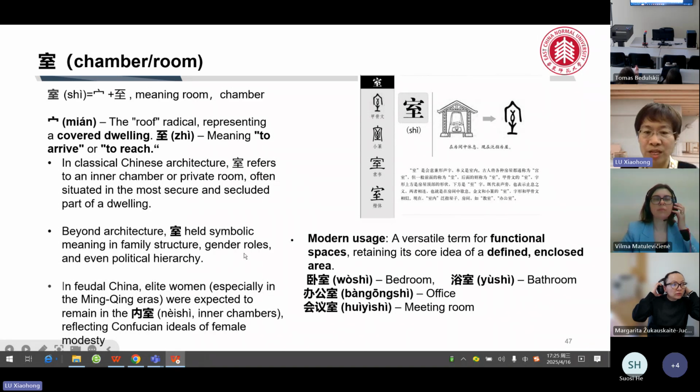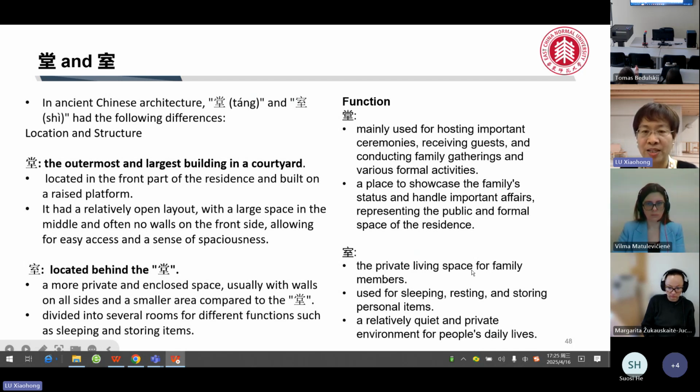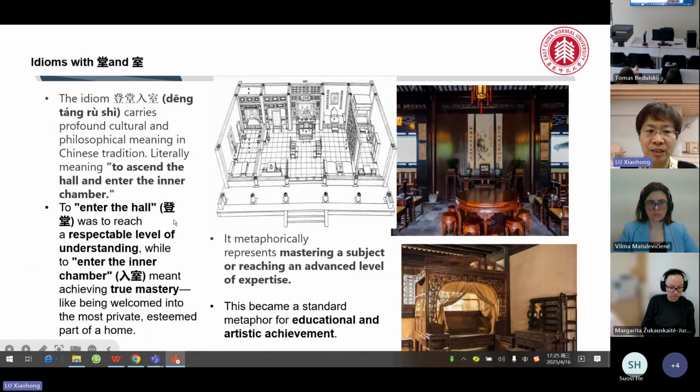Okay, shi is more inside, what we have just mentioned. We'll skip that. So if we compare tang and shi, you may find tang is larger, for public life, while shi is a private living space, smaller, behind tang. So we have a phrase, 登堂入室. You have to go into the tang with the steps, it means higher. And then after that, you can go inside the shi. So this is a tang and this is the shi. And this phrase, 登堂入室, can also be used metaphorically: if you 登堂入室, that means you have got educational or artistic achievement.